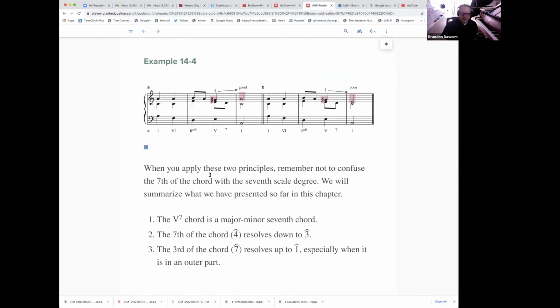This is what I just said. This is what should have been said first. When you apply these two principles, not to confuse the 7th of the chord with the 7th scale degree: the 7th of the chord, Fa, resolves down to Mi. The 5/7 chord is a major minor 7th chord. The 3rd of the chord, scale degree 7, resolves up to... See, they should have started with this.